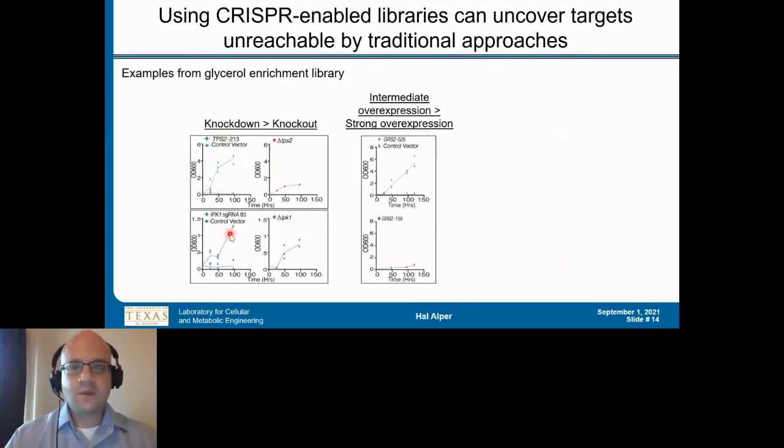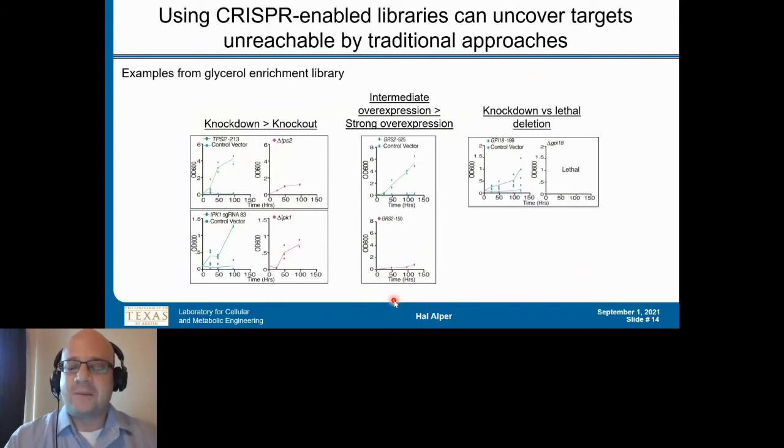We find also that intermediate overexpression is much better than strong overexpression. We get that here for GRS2 as an example. When we have intermediate overexpression, we have a much better growth curve than we have for very strong overexpression. So sometimes the optimum expression is not the highest that we can get, but something more intermediate. And this type of guide RNA tiling approach allows us to find that in a rapid fashion.